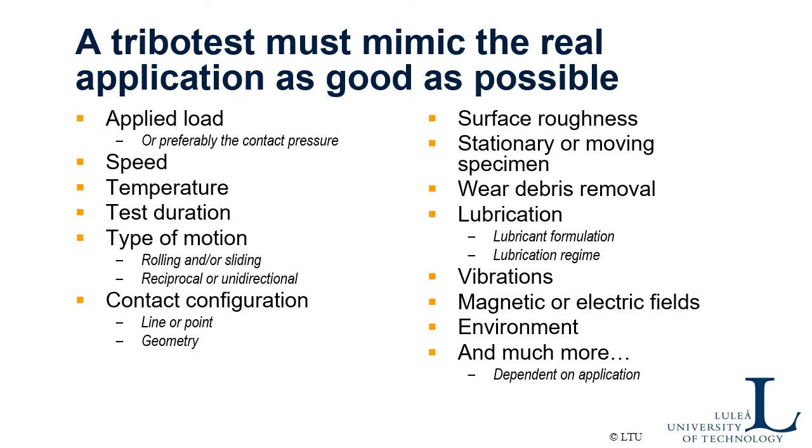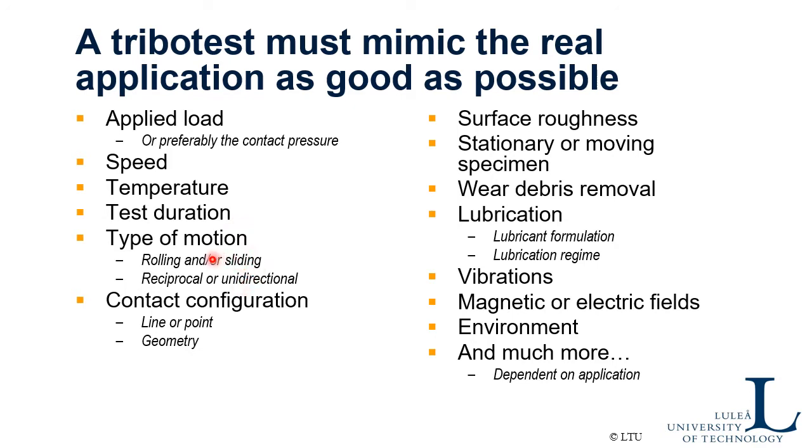As I already mentioned, a tribotest must mimic the real application as well as possible. And what does that mean? Well, it means that you have many parameters to mimic. For example, well, maybe the most obvious are the first ones here. For example, the load you apply, or actually the contact pressure you apply, the speeds you apply, the temperatures you operate in, the time you do the test. It's no point in doing a test in 1 minute when you are going to study a system that will operate for years, for example.